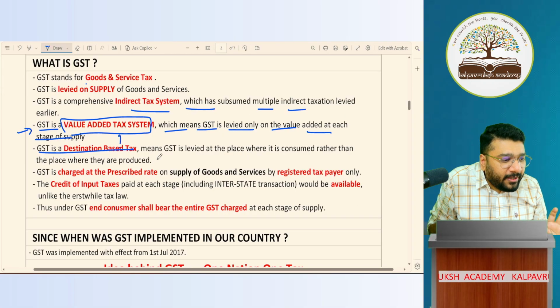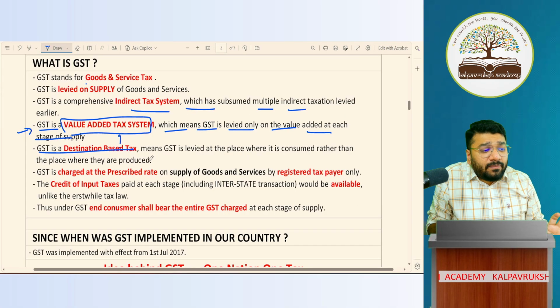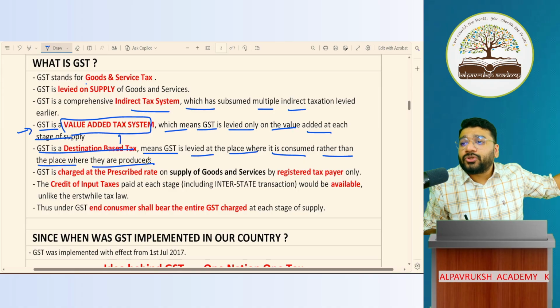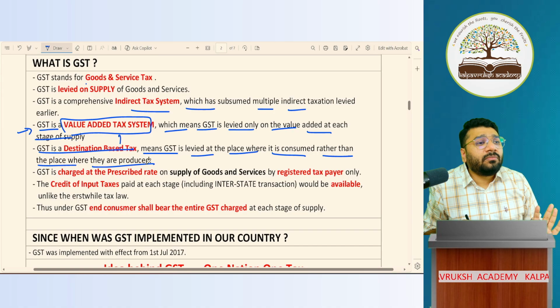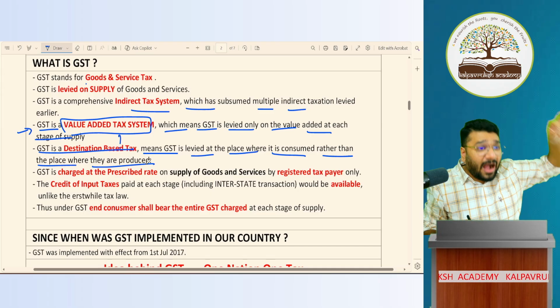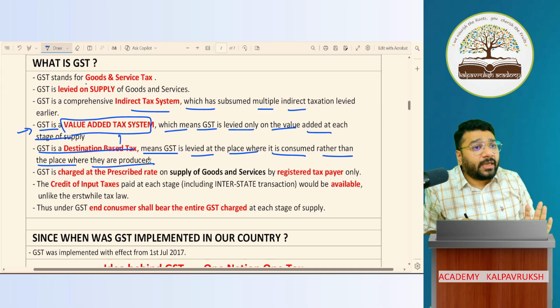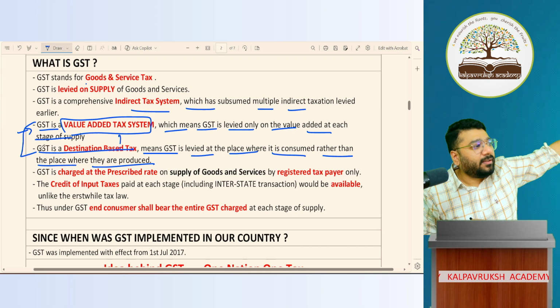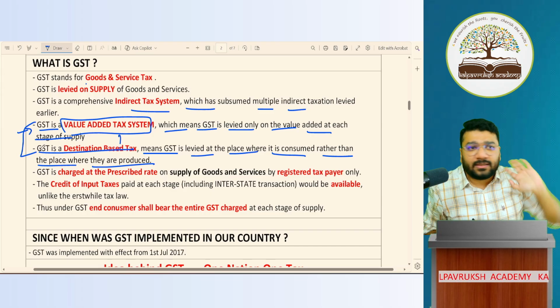Okay, not okay? GST is a destination based tax, which means GST is levied at a place where it is consumed rather than the place where it is produced. This also, you have to give me 40 minutes time. After that, I'll explain what this is. Both of these points I'll explain together. Right now it is not clear, but with one proper example only, you'll understand this.